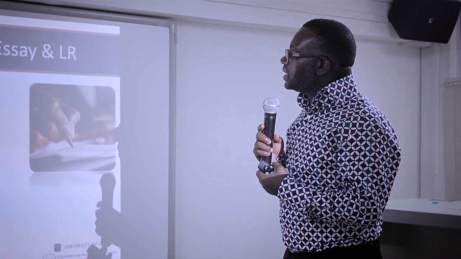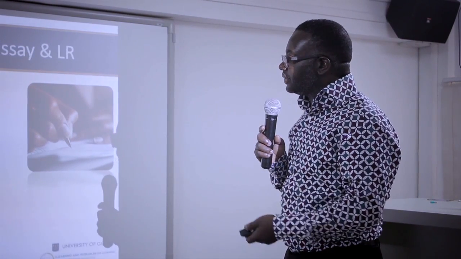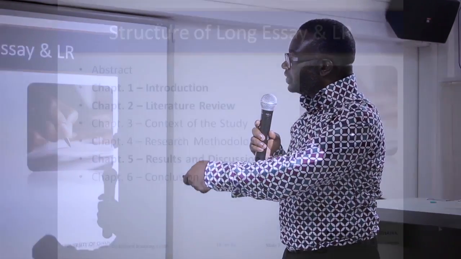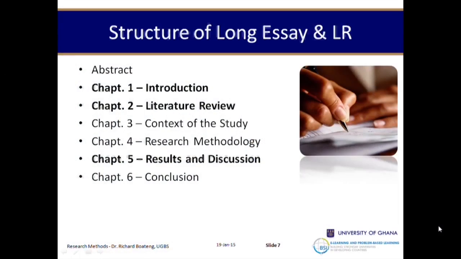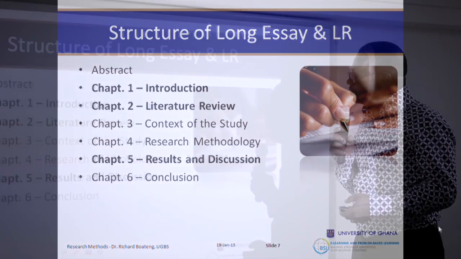Now, a literature review plays a key role for the structure of a long essay. For example, some universities have a generic structure that looks like this: an abstract, an introduction, literature review, context of study, research methodology, results and discussion, and then conclusion. Now, the chapters that have been highlighted here, chapter 1, 2, and 5, play a very key role in your long essay. All of these chapters require a lot of literature to be able to substantiate your arguments.